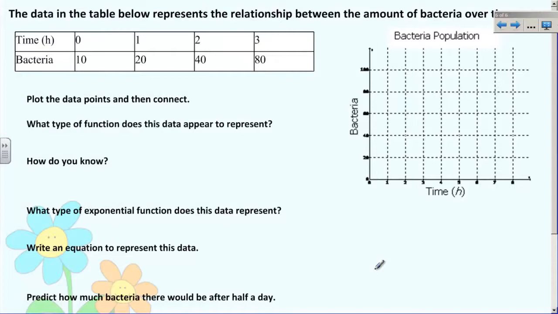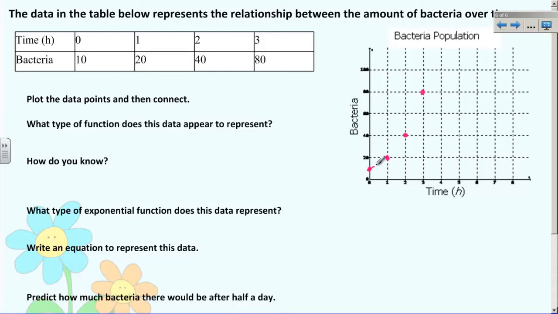So let's look at one more. Okay, I have data that represents the relationship between the amount of bacteria over time. So I have how long I've been looking at it and how much bacteria is there. And we talked about bacteria the other day and how they multiply and just double and double, and that it's exponential. So you should already know, we're talking about bacteria, it's probably going to be exponential. But we're going to plot the points and then connect them. So I have 0 and 10, 1 and 20, 2 and 40, and then 3 and 80.